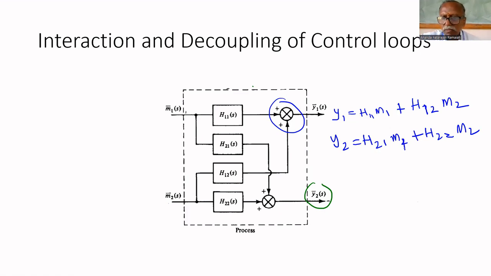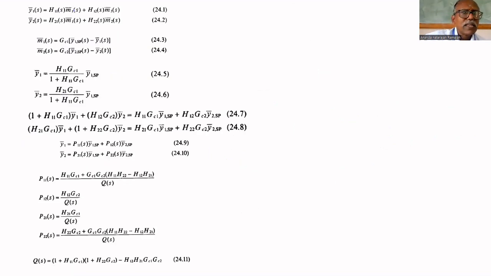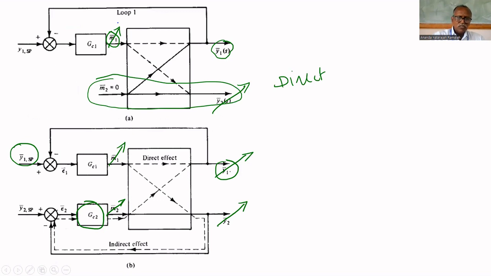This is m1. Sorry, h21 m1 plus h22 m2. So this is what we wrote here. So h11 m1 plus h12 m2. y2 is equal to h21 m1 plus h22 m2. If you consider both loops, this is open loop. If you close like this, both loops are closed, means what is M1?